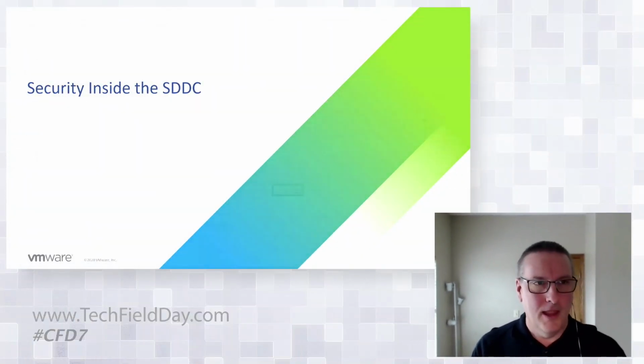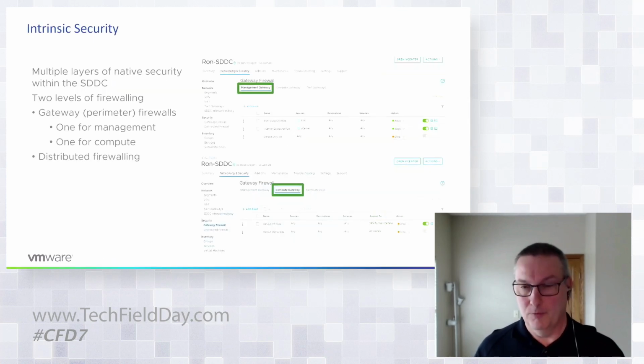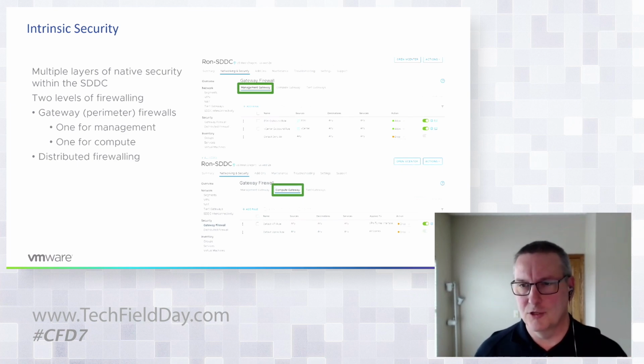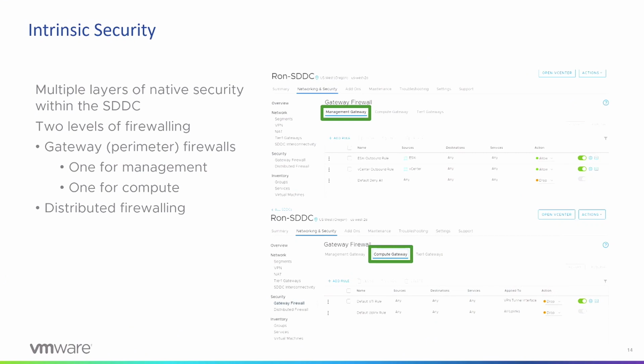So let's shift focus and talk about security inside the data center. And let's talk about how we really have intrinsic security built in. We've got a couple different options for firewalling. We've got the management gateway, which we saw earlier, right? Is that router down at the bottom for our management constructs. And this is an example of default rules, right? These are literally screenshots from a new SDDC I just stood up the other day. And then we've got compute gateway for our actual workloads themselves.